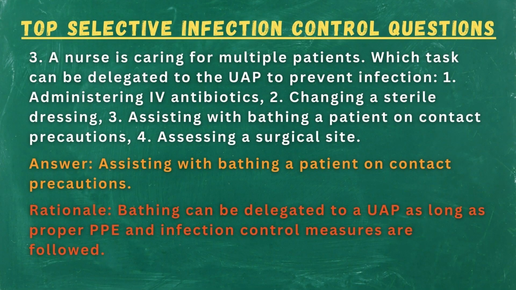3. A nurse is caring for multiple patients. Which task can be delegated to the UAP to prevent infection? 1. Administering antibiotics. 2. Changing a sterile dressing. 3. Assisting with bathing a patient on contact precautions. 4. Assessing a surgical site. Answer: assisting with bathing a patient on contact precautions. Rationale: bathing can be delegated to a UAP as long as proper PPE and infection control measures are followed.